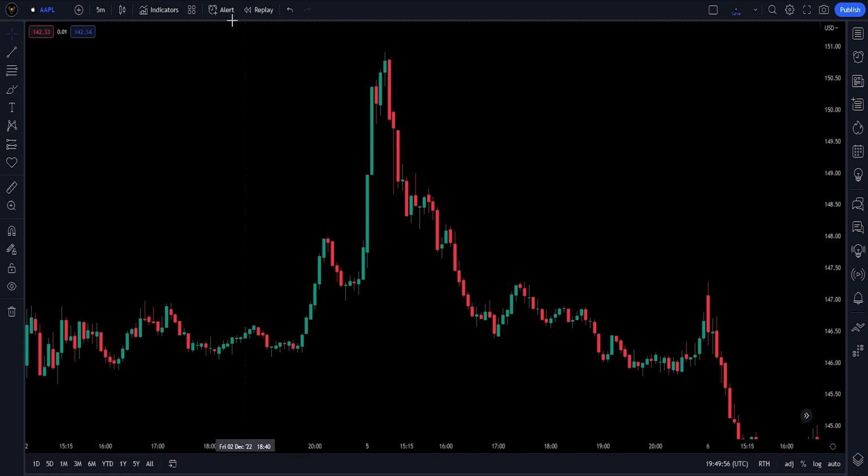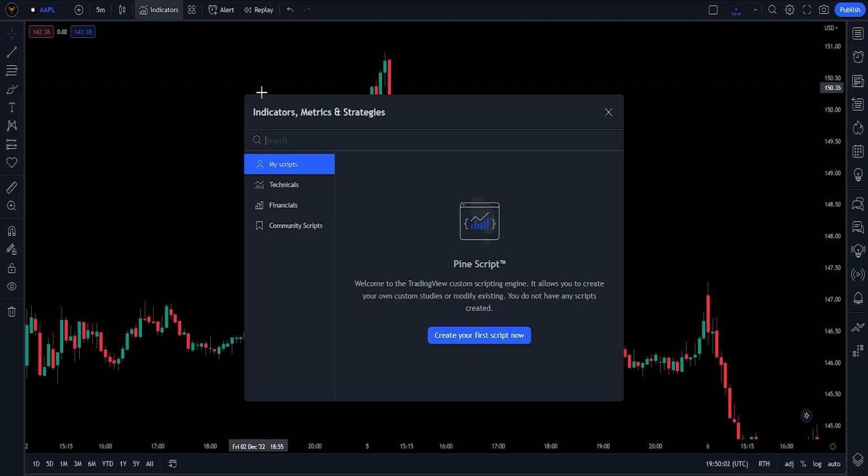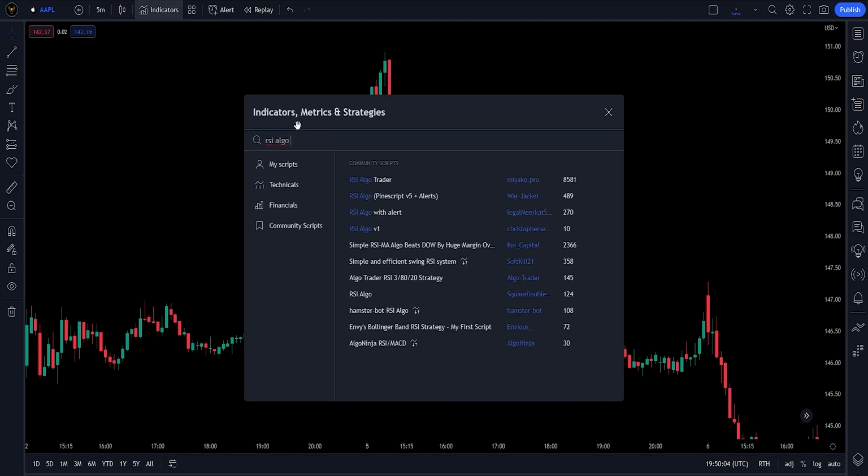Alright, so we are currently looking at a 5-minute chart of Apple. Now let's go ahead and add our indicators. Open your Indicators tab, and search for RSI Algo Trader. We will be using this one by Miyako.pro, so left-click it once and that's it for our first indicator.